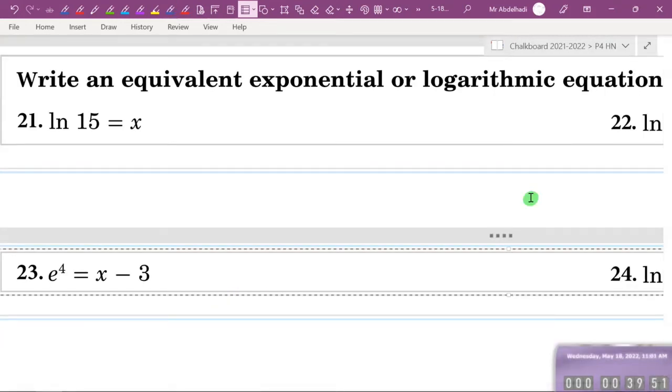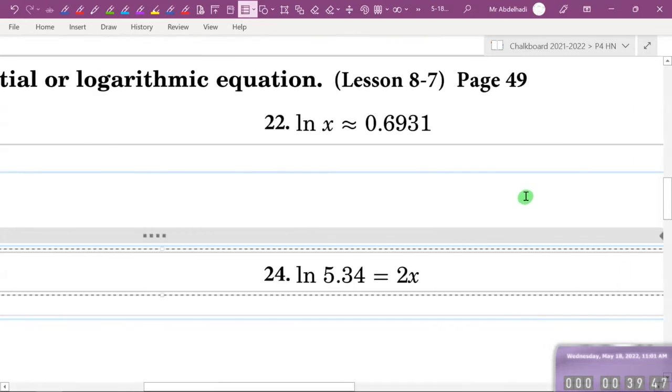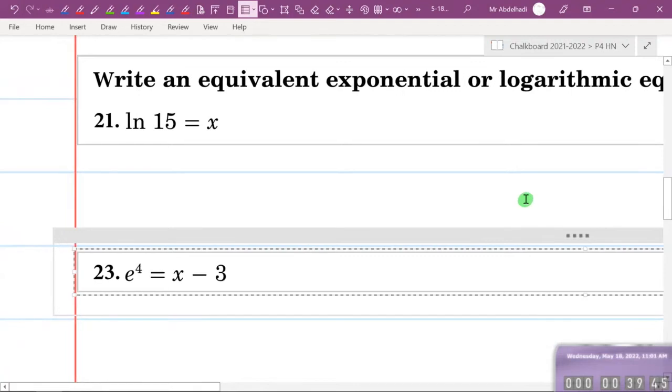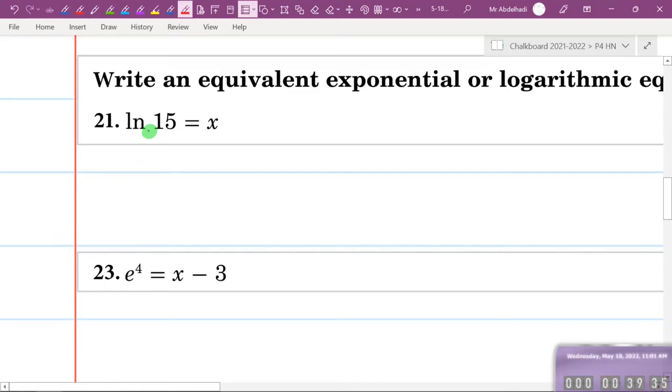So this is 21 through whatever. Let's see. It says write an equivalent exponential or logarithmic equation. So basically, don't solve for x, just write an equivalent. If it's an exponential, write a log. If it's a log, write an exponential. So this is a log right here. This is log base e. This is a natural log, right? So it's e to the power of x has to equal 15. There's your exponential equation. So e to the x equals 15.